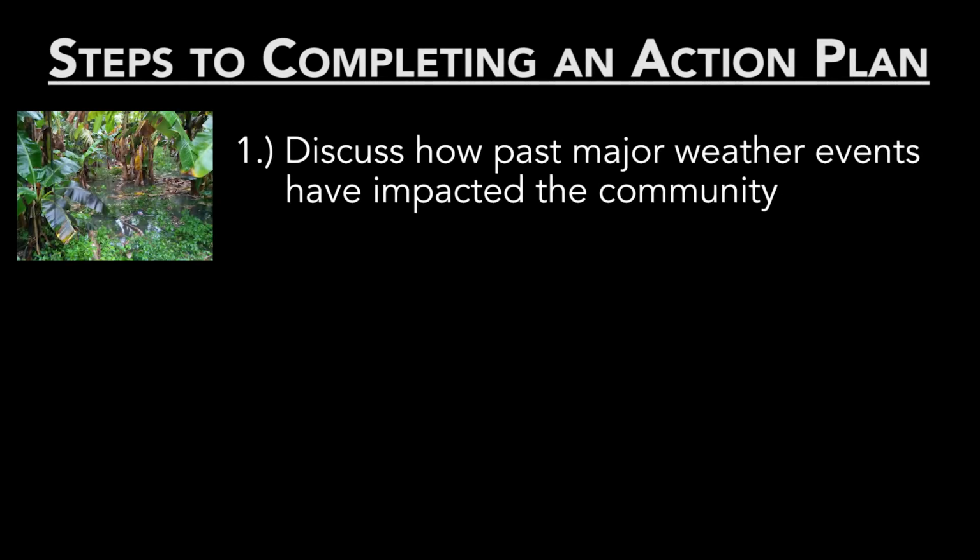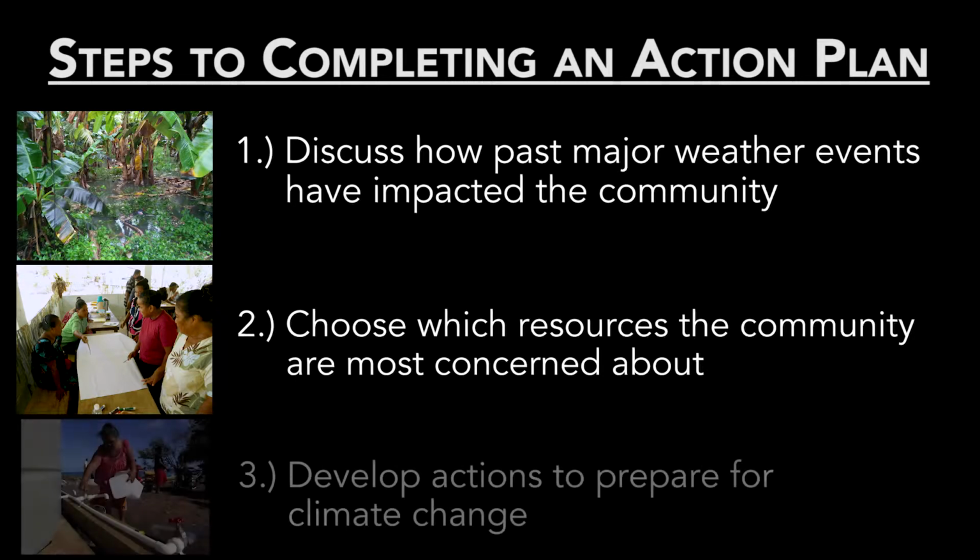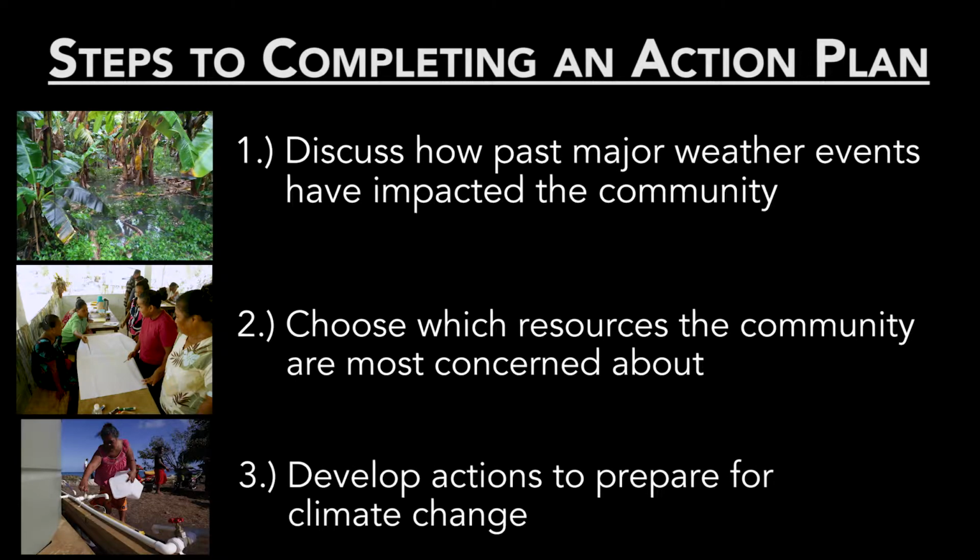The steps to completing an action plan are: 1. Discuss how past major weather events like droughts and storms have impacted the community. 2. Discuss problems the community will face from climate change and choose which resources they are most concerned about. 3. Develop actions to prepare for climate change and to protect the community's resources.